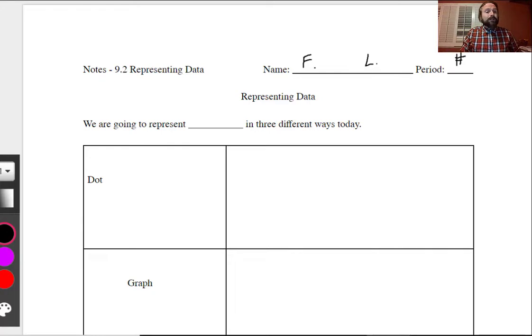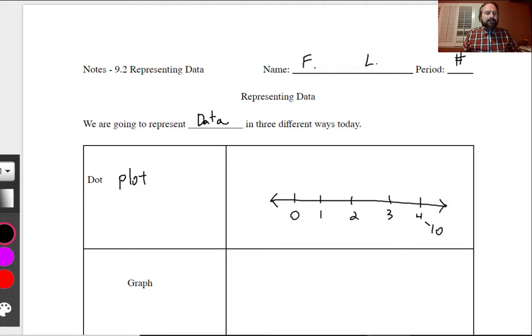So we are going to represent data in different ways today. The first one we're going to talk about is the dot plot. Now the dot plot looks something like this. It looks like a line, just one x-axis right here, and it's going to have certain numbers. For example, we could have 0, 1, 2, 3. Or it could be the numbers 4 through 10. Now we're not going to have a combination of those. For the most part, it's either going to be one or the other.